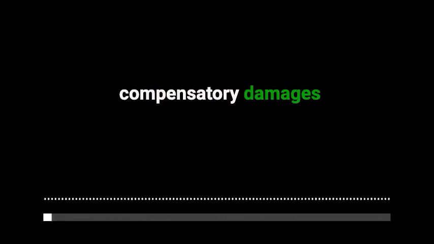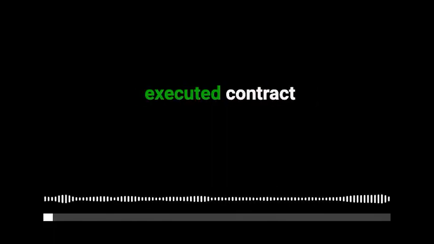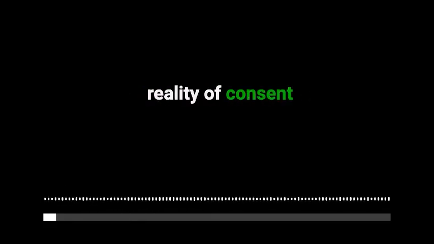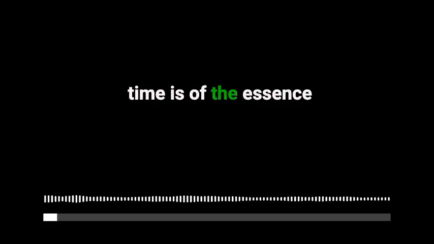Key terms: addendum, amendment, assignment, auction, bilateral contract, breach of contract, compensatory damages, consequential damages, consideration, contract, counteroffer, earnest money deposit, executed contract, executory contract, express contract, implied contract, legality of object, legally competent parties, liquidated damages, meeting of the minds, mutual assent, novation, offer, offeree, offerer, offer and acceptance, parole evidence rule, reality of consent, rescission, specific performance, statute of frauds, statute of limitations, time is of the essence, unenforceable contract, unilateral contract, valid contract, voidable contract, void contract.